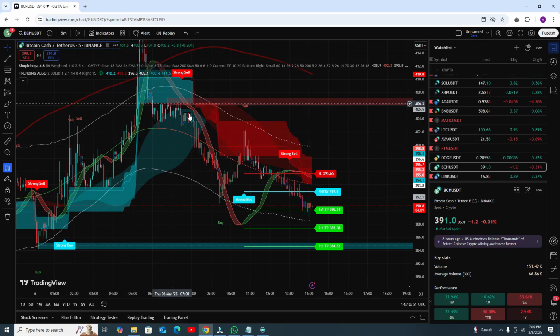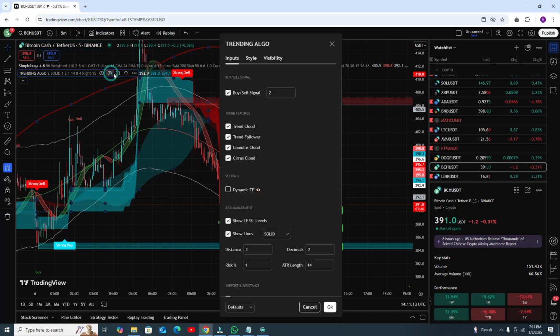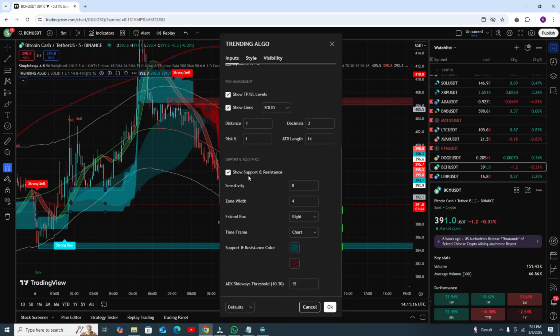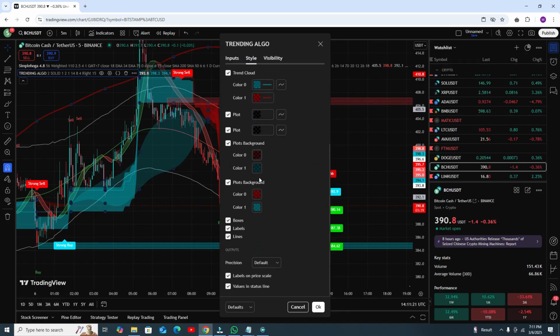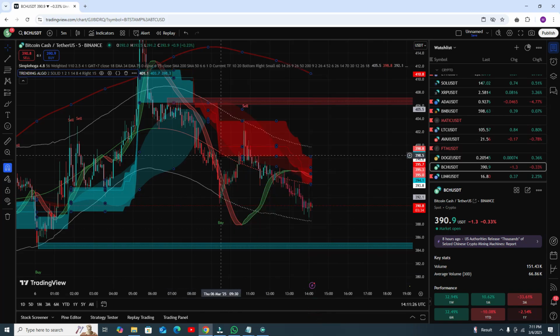But if you want to follow only these signals, like here, then that is not a profitable signal, but that signal is profitable, that signal is very profitable. So overall you are getting accuracy of 50 to 60%, but if you follow my strategy you will get more accuracy. So we need to find, let me show you. Go to the Trending Algo style and uncheck the lines and labels. That's it, your indicator is now ready.